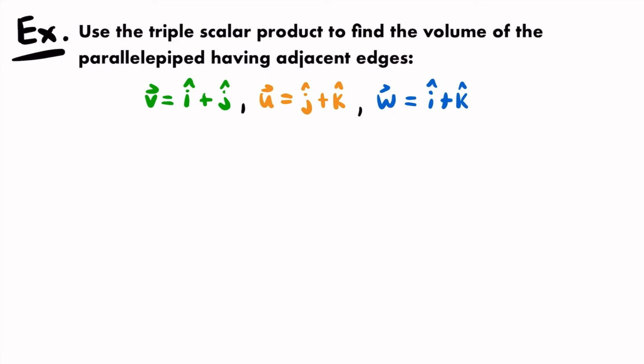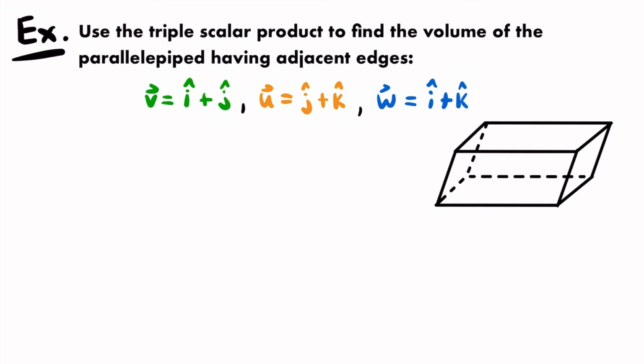We can use the triple scalar product to find the volume of a parallelepiped. And here's what a parallelepiped looks like. It looks something like this. You can see that the base of the parallelepiped is a parallelogram. So really you can think of a parallelepiped as a 3D parallelogram. What it means for these three vectors to be the adjacent edges of this parallelepiped is that all three of them start at one of the vertices and then reach out to the other three vertices using the edges of the parallelepiped.